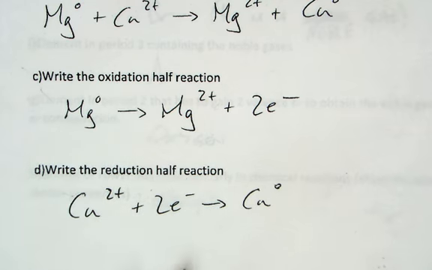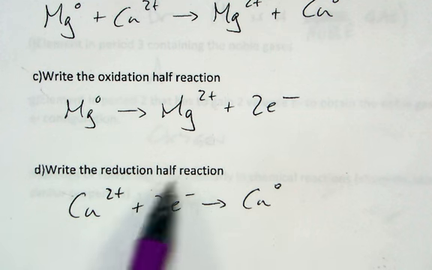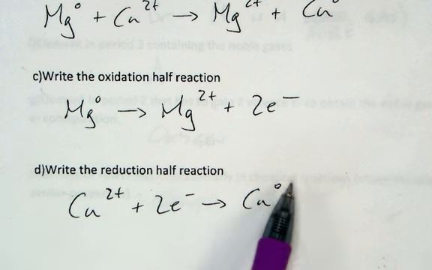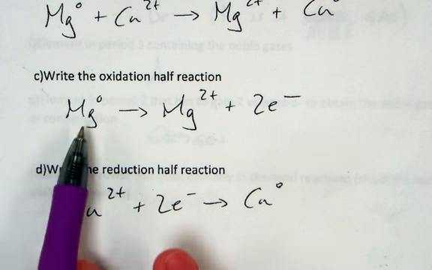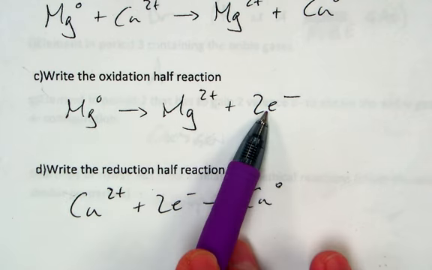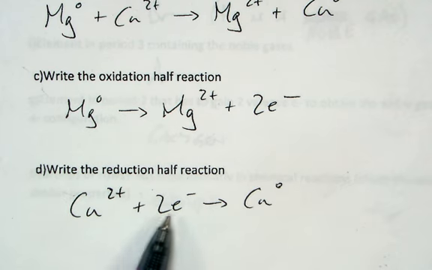Okay. Similarly, we add 2 electrons on the left-hand side of our reduction because your 2 positives and your 2 negatives add up to 0, and we have a total of 0 charge on the right. Something else to think about is that when oxidation happens, reduction happens at the same time. So if magnesium loses 2 electrons, then the copper ion should be gaining those 2 electrons. Okay?